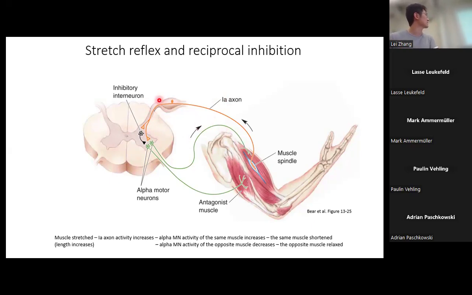At the same time, when you activate this sensory feedback, it goes through an inhibitory interneuron and will inhibit the opposite side.